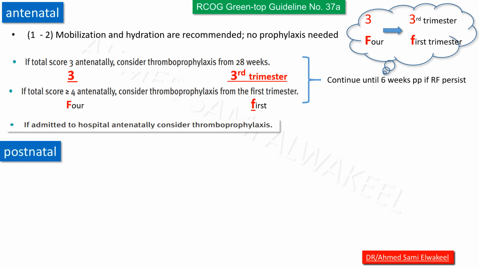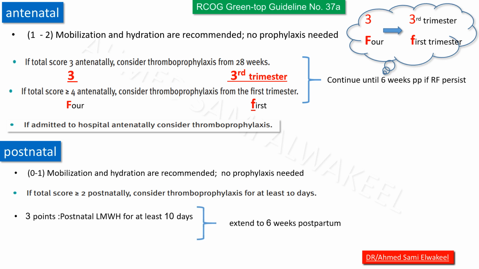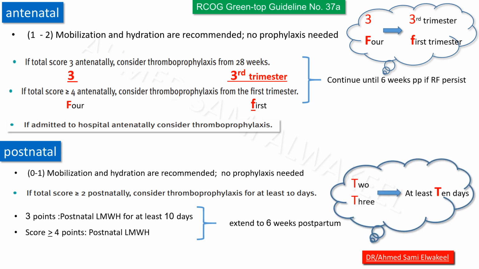And postnatal. Score 0-1, mobilization and hydration are recommended, no prophylaxis needed. If total score more than or equal to 2 postnatally, consider thromboprophylaxis for at least 10 days. 3 point postnatal, low molecular weight for at least 10 days, extend to 6 weeks postpartum. If score more than or equal 4 point, postnatal low molecular weight considered and extend to 6 weeks postpartum.